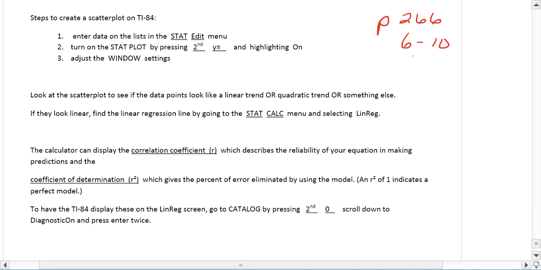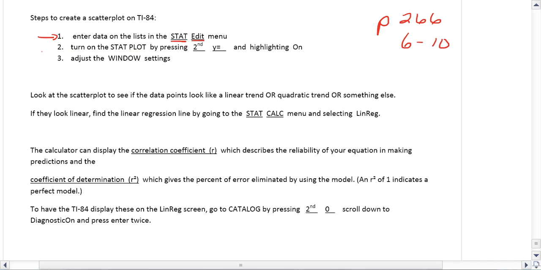So for number 6, we're asked to make a scatter plot of the data and describe the linear correlation of that data. So could you, for the first step, enter those 2 sets of data, the X and the Y, on the list. Could you please press the Stat button and select Edit, and then the lists will pop up. So enter the X's on list 1 and the Y's on list 2.